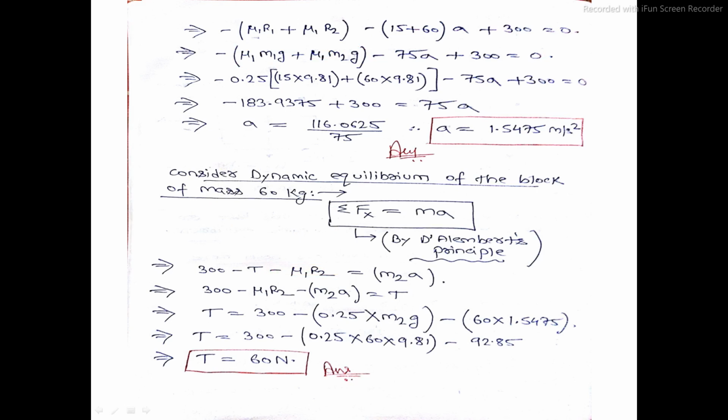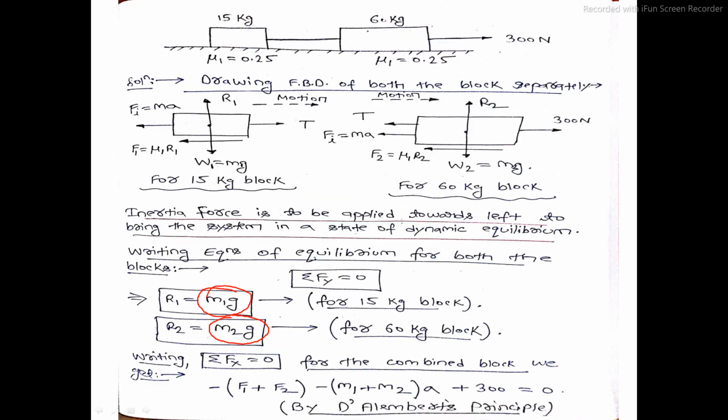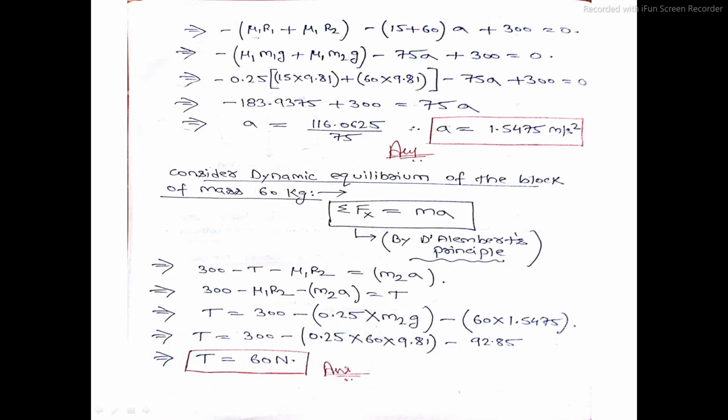Further solve it. Mu, coefficient of friction, is given in the problem, 0.25. So minus 0.25, in bracket m1 is mass of the first block given in the problem, 15 kg, into small g, acceleration due to gravity, its value is 9.81, plus m2 is how much? Mass of the second block given in the problem as 60 kg. So 60 into 9.81, bracket close, minus 75a plus 300 is equal to 0. So just solve this expression.